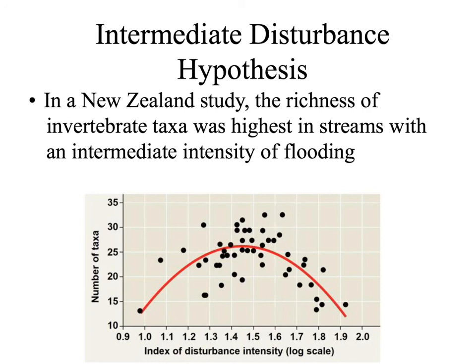In streams where there is very little disturbance, we see that diversity is very low. There are not a whole lot of organisms. If disturbances are too high, so there are too many floods per year, we see that diversity is also low. Organisms have trouble recovering and surviving in those areas. If the disturbances are intermediate or in the middle, we see that the diversity goes up. This disturbance allows different types of organisms to be coming in and out constantly and keeps our communities healthy.